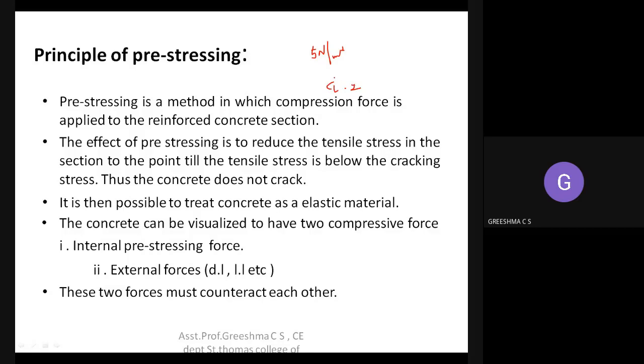If it reaches 5, what will happen? The section will break. So you have to keep the tensile stress below the cracking stress. That is one of the important principles of pre-stressing. It is then possible to treat the concrete as an elastic material. So we are treating it here as an elastic material.